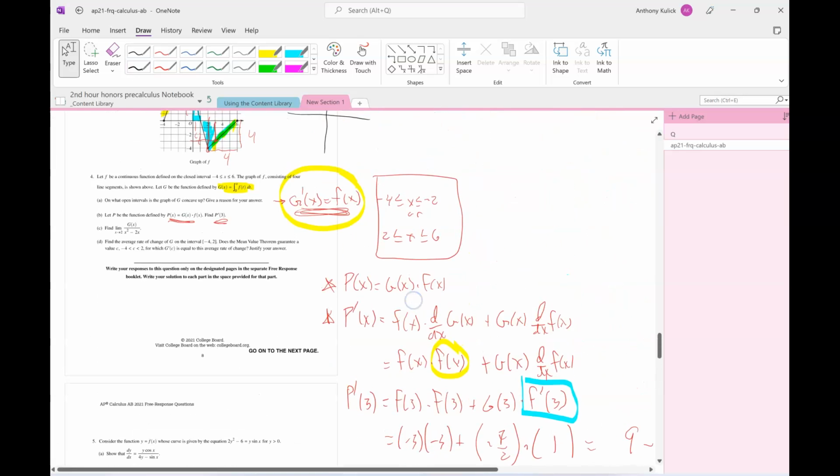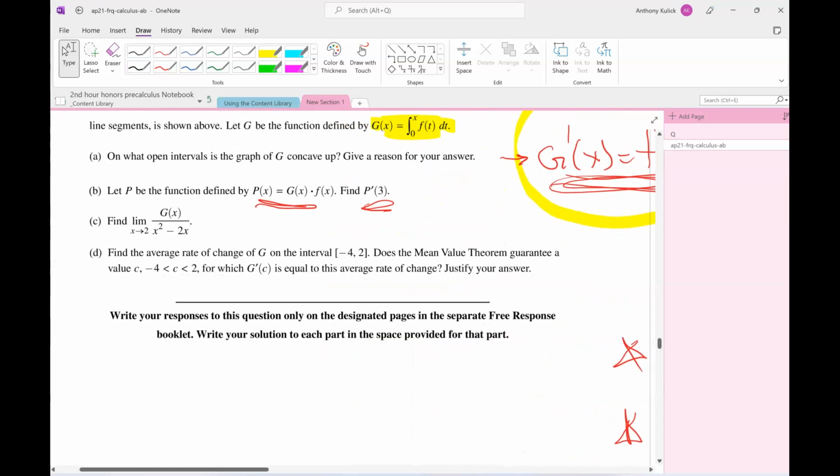And then part C says find the average rate of change of g on the interval -4 to 2. Does the mean value theorem guarantee a c between -4 and 2 for which g prime of c is equal to the average rate of change? Yes. Wait, I'm sorry. Is the answer 7/2?